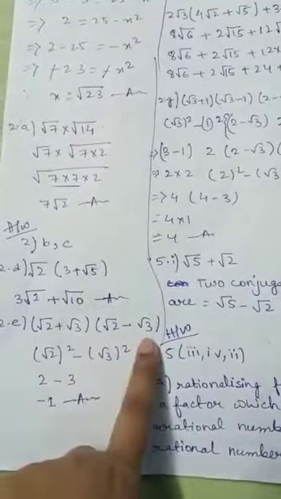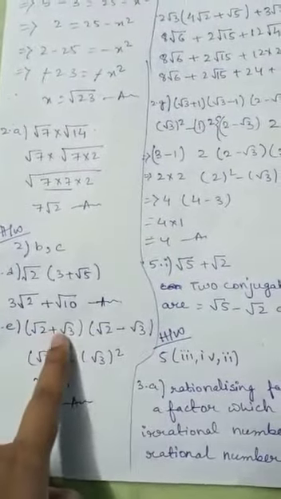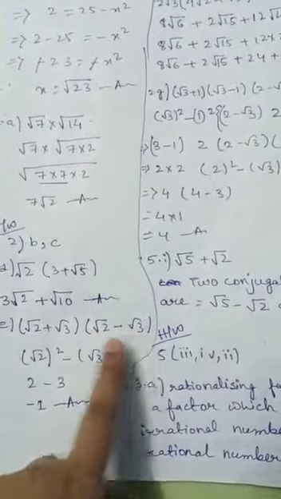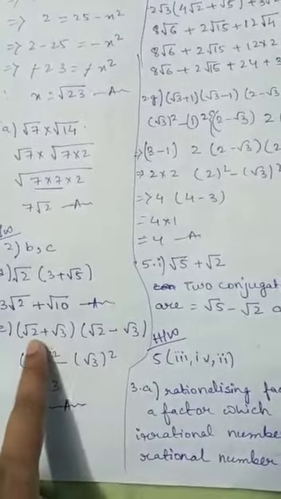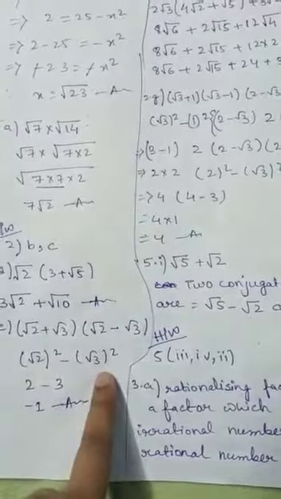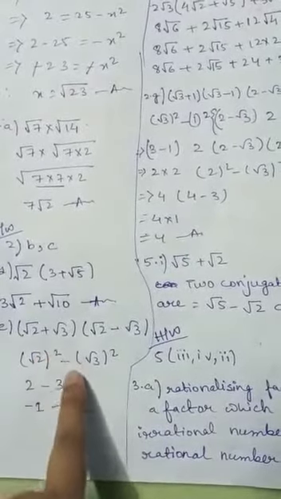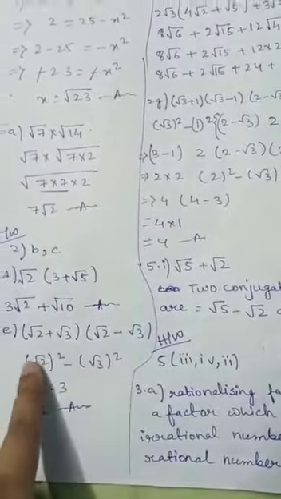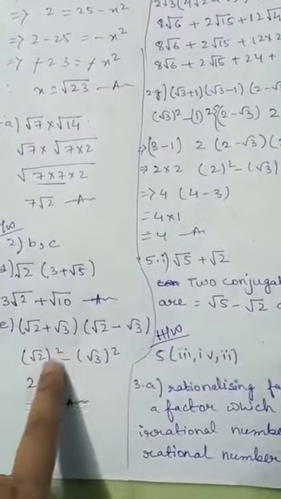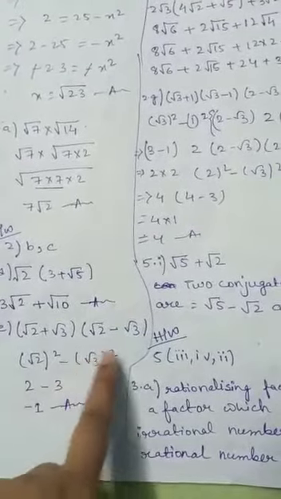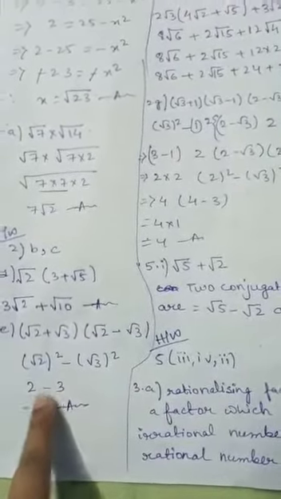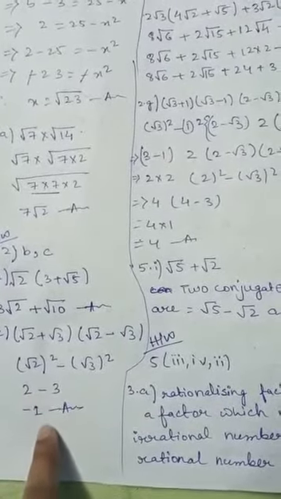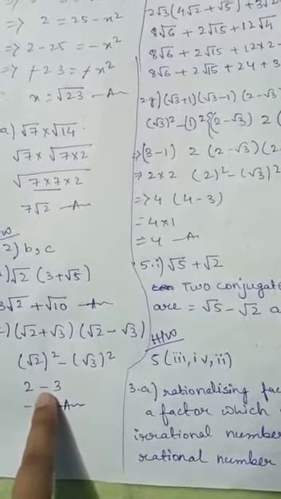Now this one, 2e: 2 plus root 3, 2 root 2 minus root 3. Now you can see it is in the formula a plus b, a minus b. The formula is a square minus b square. So our a is root 2 and b is root 3. So root 2 whole square minus root 3 whole square. You know that root and square will cancel out, it is giving 2, and root 3 and square will cancel out, it will give you minus 3.